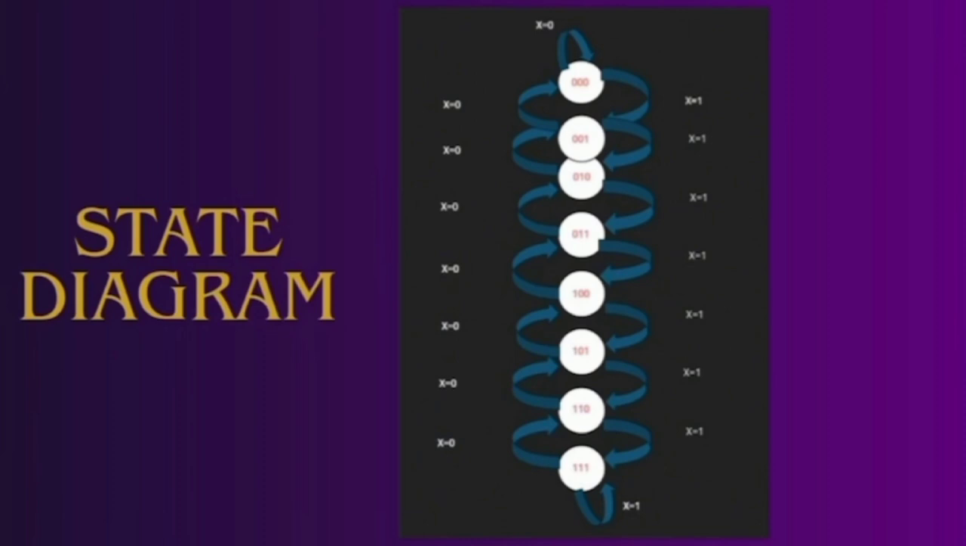As you can see, for the last state, which is 111, if X equals 1, it remains in that state, which is the 7th floor, because the 7th floor is the maximum floor. Same as 000, the ground floor: if X equals 0, it remains at the ground floor.